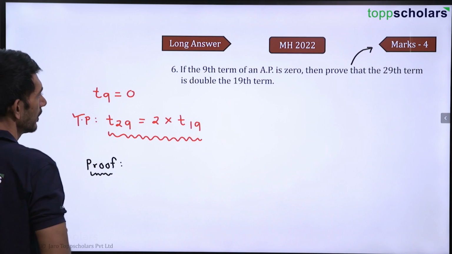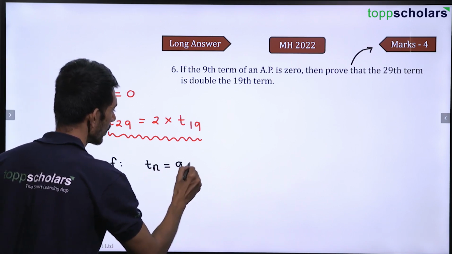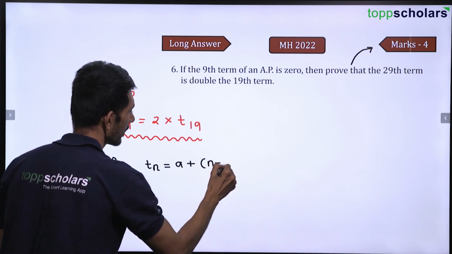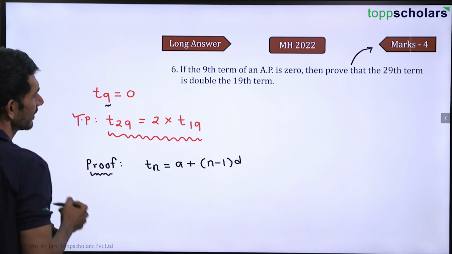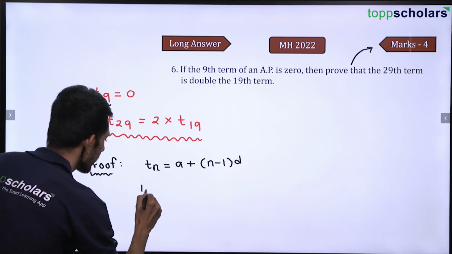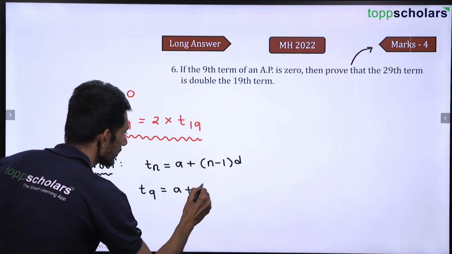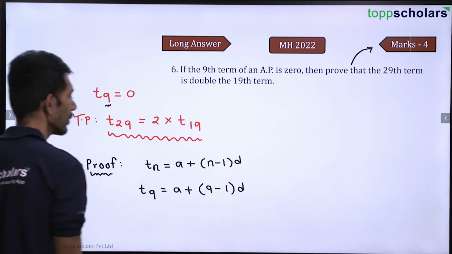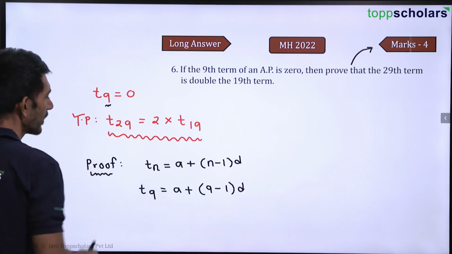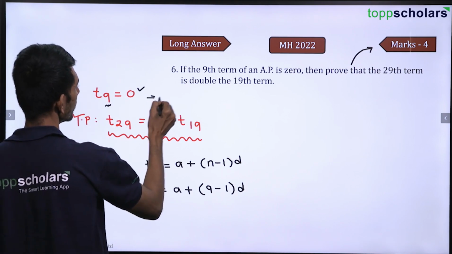Okay. What is the formula for Tn? We know that Tn is equal to A plus n minus 1 into D. This is the formula. But T9 they are saying. If I put n as 9, can I say T9 is equal to A plus 9 minus 1 into D? But what is T9? T9 is already 0. This is given, isn't it?